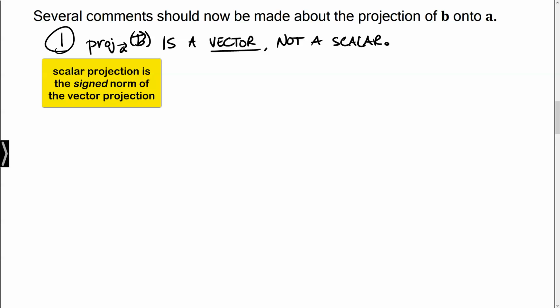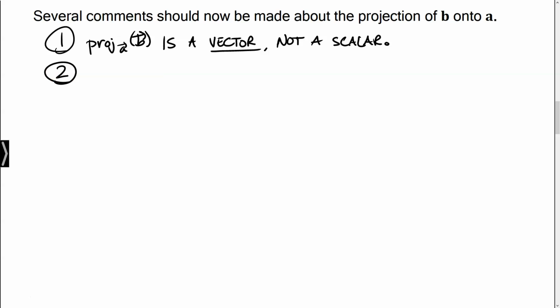Okay, second point. Note that the vector that you're projecting onto has to be non-zero, can't be 0. Now you want to think about, well, why is that? If you want to pause the video, think about why the vector A has to be non-zero. Okay, so the reason A has to be non-zero is we're trying to figure out how much of B is going in the direction of A. If A was 0, it didn't have a direction.